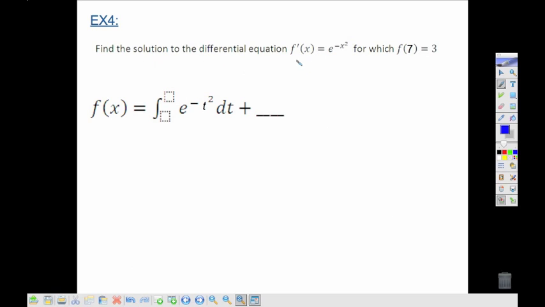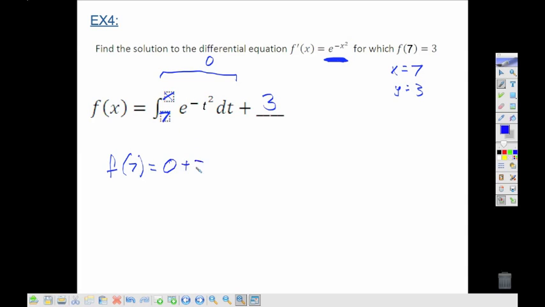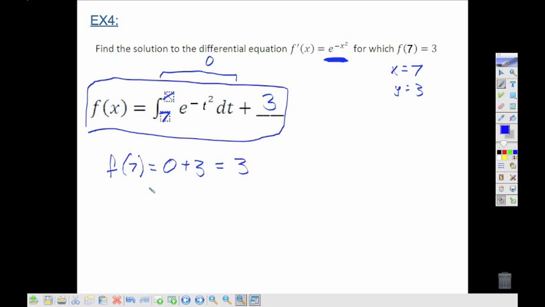In this problem, they ask us to find the solution to this differential equation. Okay, now we don't know how to take the antiderivative of this, but we can still write it in terms of an integral. We want this when x equals 7, and we want to get y equals 3. So I want when x is 7, so 7 to 7 is going to give me a 0 here for this whole integral part, but we want it to be equal to 3, so I'm just going to add a 3 there. And now when I plug in 7, 7 to 7 will be 0, plus 3 equals 3. So here's my answer right here.